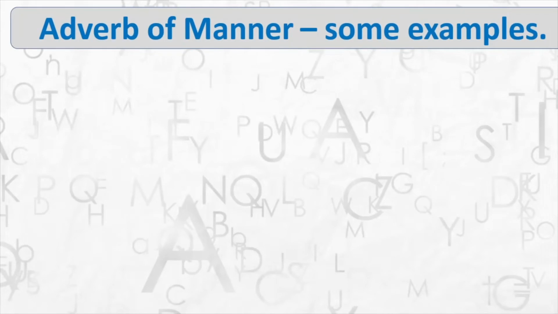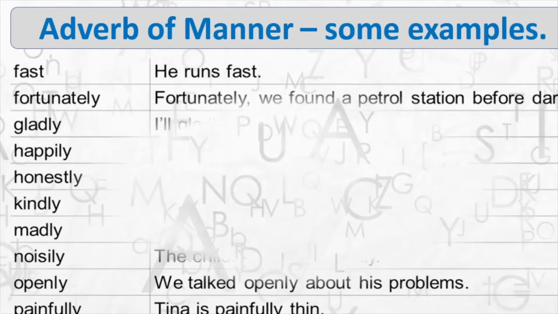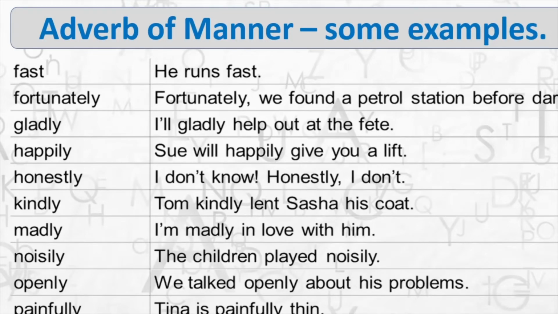Now, let us take a look at some example sentences for adverbs of manner. There is only one way to learn languages, children. You have to keep reading and you have to keep looking at more and more examples when it comes to grammar. Here it is. Fast is the adverb. He runs fast. You never say he runs fastly.